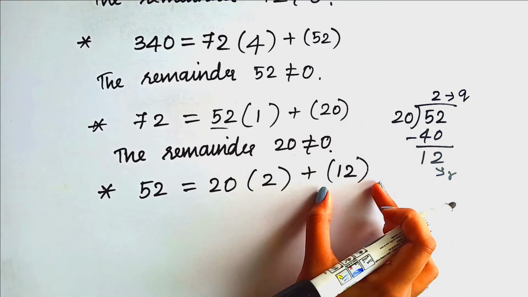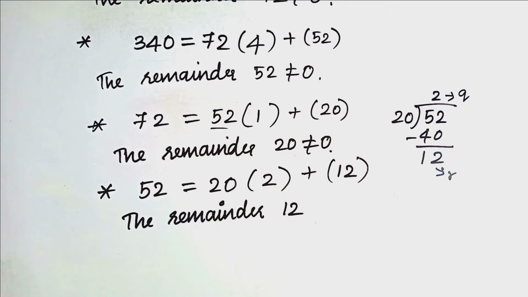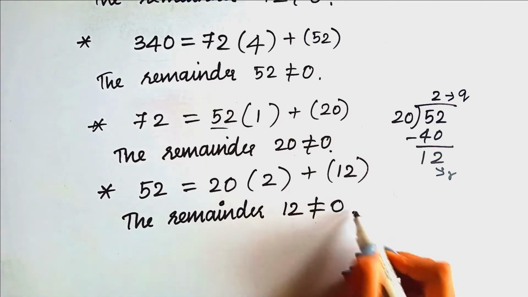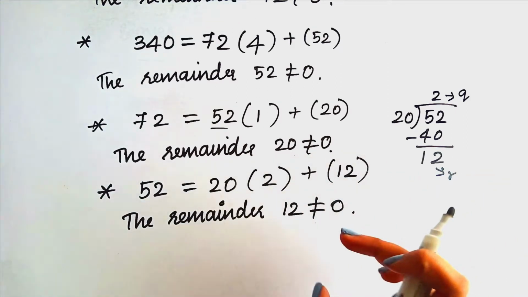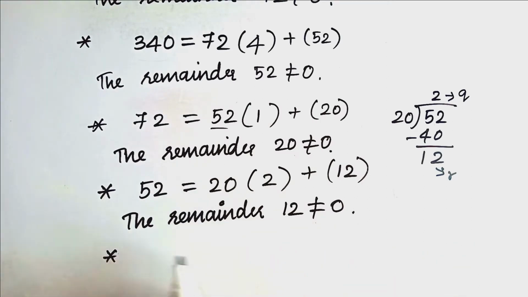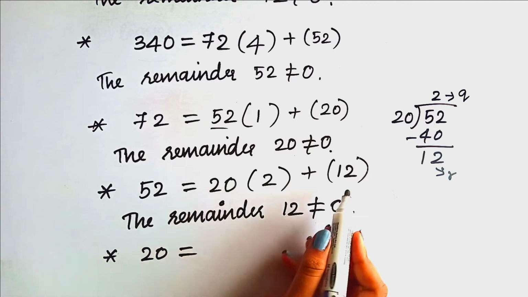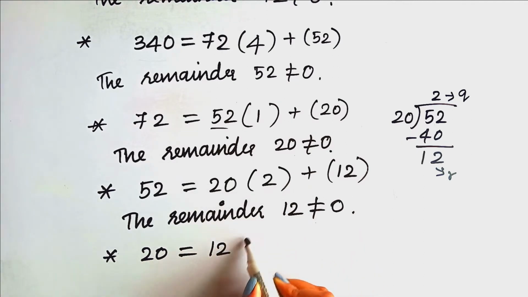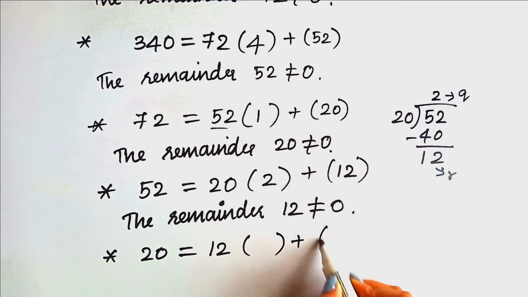So our remainder is 12 and the quotient is 2. Again the remainder is not equal to 0. So 12 is not equal to 0. Then what you have to do? Again you have to repeat the same process. First you have to take this 20 here, and you have to take the remainder 12 here, and we have to find the quotient plus remainder according to Euclid's division lemma.